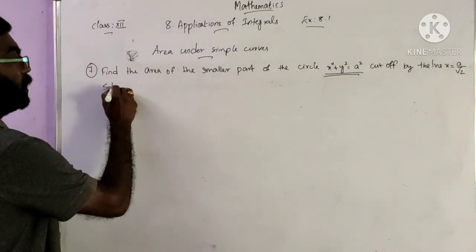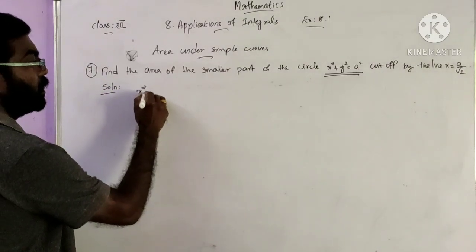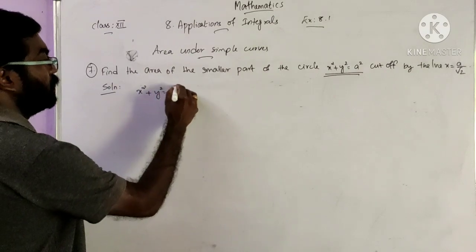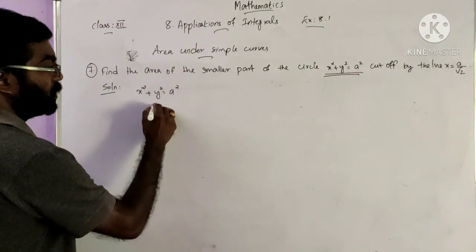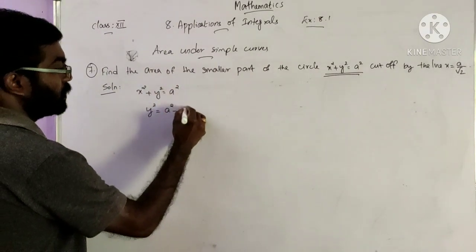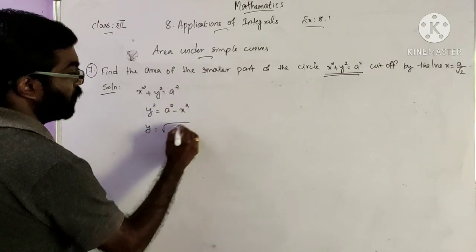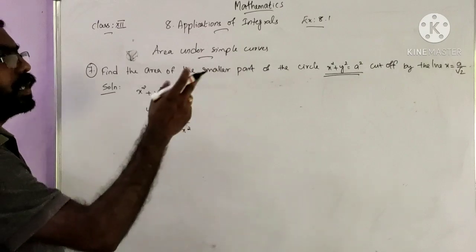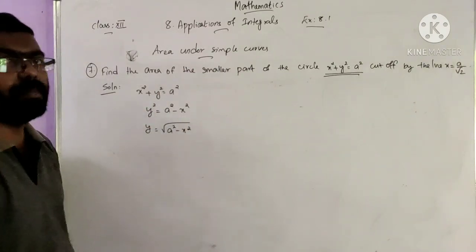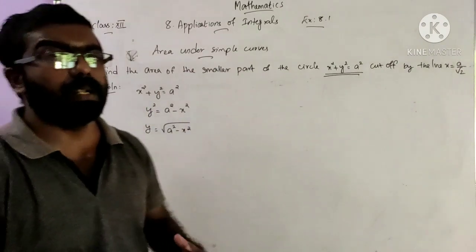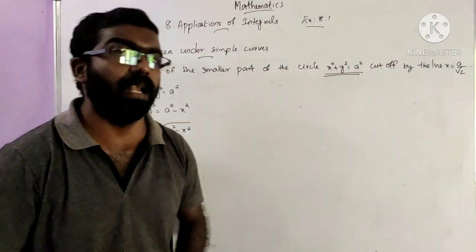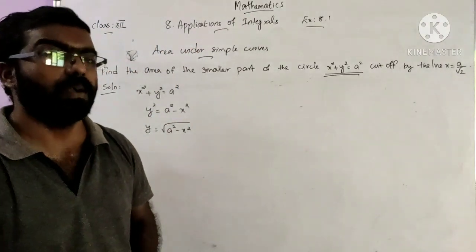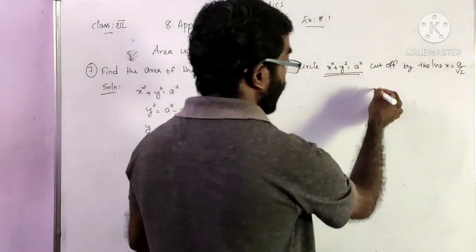So here we are given the equation of a circle as x² + y² = a². From this we can write y² = a² − x², y = √(a² − x²). And the line is x = a/√2. We know x = a is a line which is parallel to the y-axis. So we can draw a rough sketch.